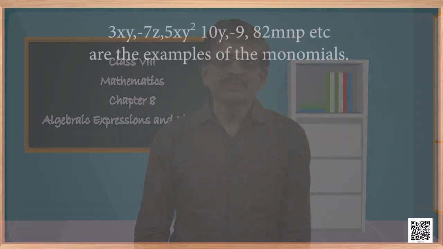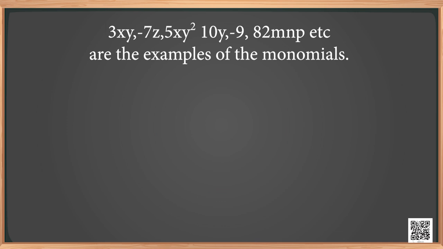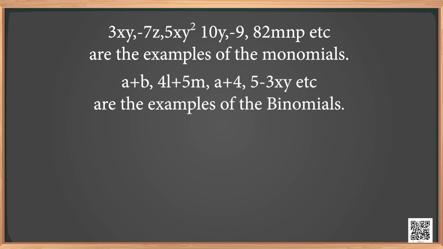Now, can you give me some examples of monomial, binomial, trinomial and polynomial? You are right. 3xy, minus 7z, 5xy square, 10y, minus 9, 82 MNP, etc. are the examples of monomials. A plus b, 4l plus 5m, a plus 4, 5 minus 3xy, etc. are the examples of binomials.